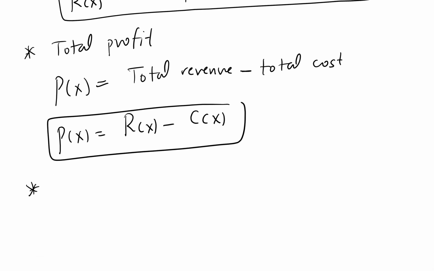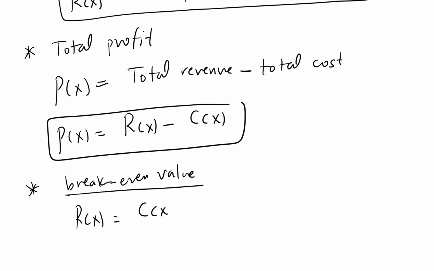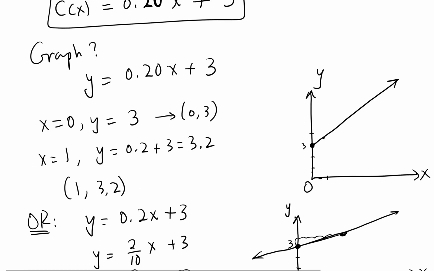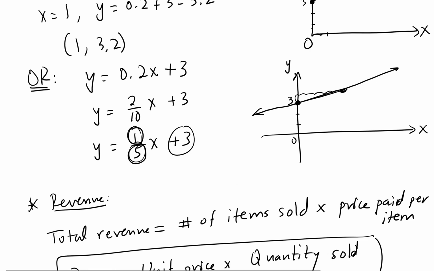A good thing to know as a note is the break-even value. This occurs when the revenue is the same as the cost, so you make no profit. This means the profit is 0. So if you're asked to find the break-even value of, let's say, X, they are asking what are the X values where R of X and C of X are equal, and you will have an equation there and be able to solve it. These are terms that we use here as applications of slopes and straight lines.